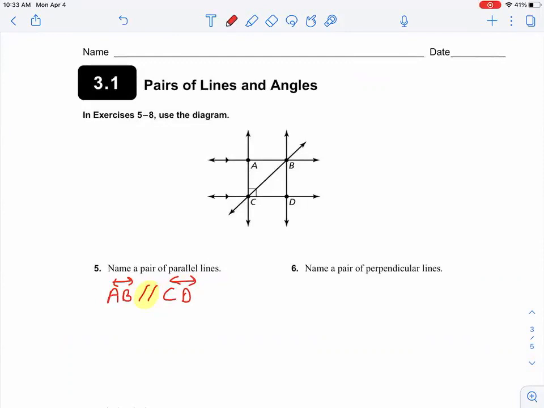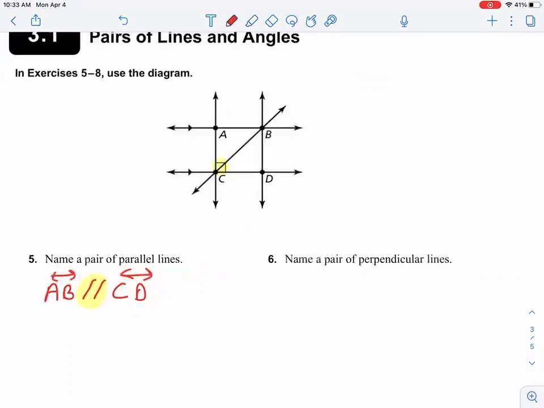So name a pair of perpendicular lines. I'm looking for the right angle here. And so AC is perpendicular to CD. So we would say line AC is perpendicular to line CD. Okay, and make sure you have that perpendicular symbol so that you're telling the reader if those two lines are perpendicular.